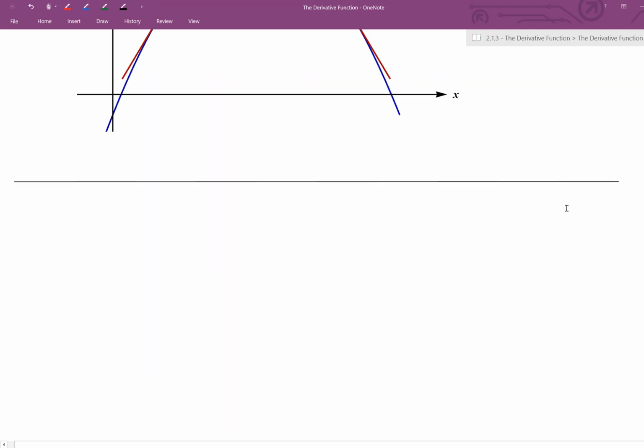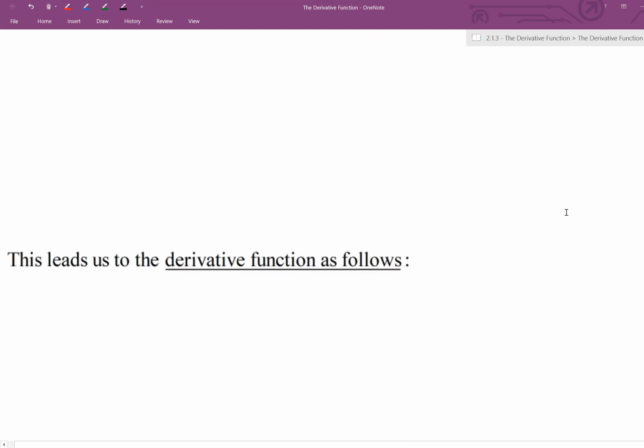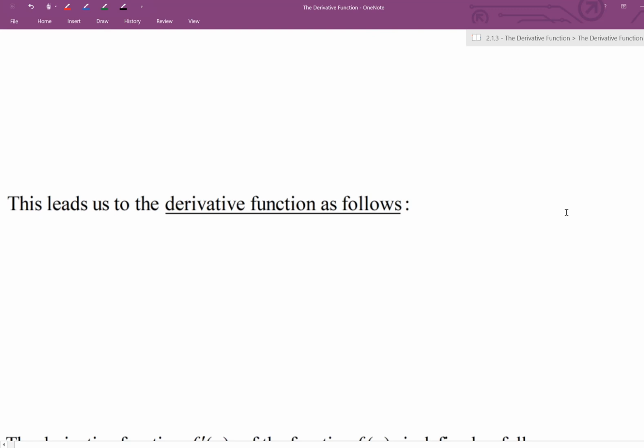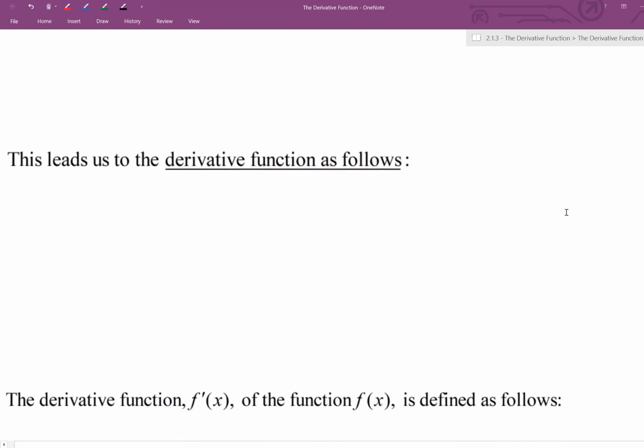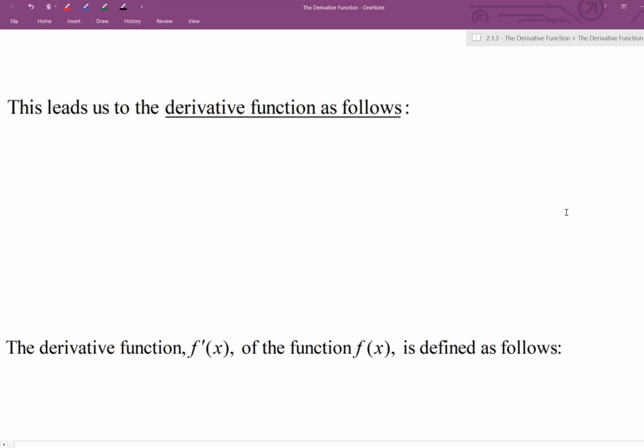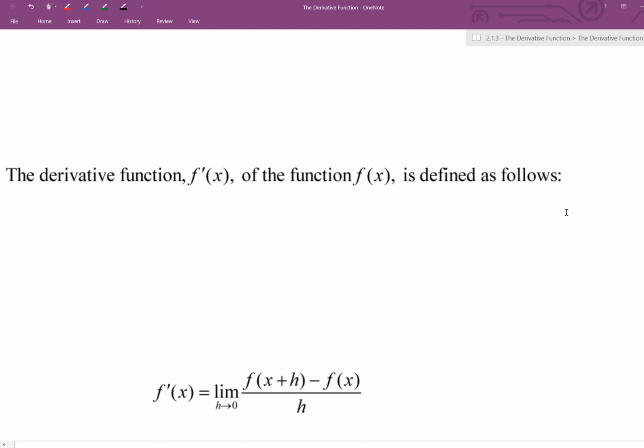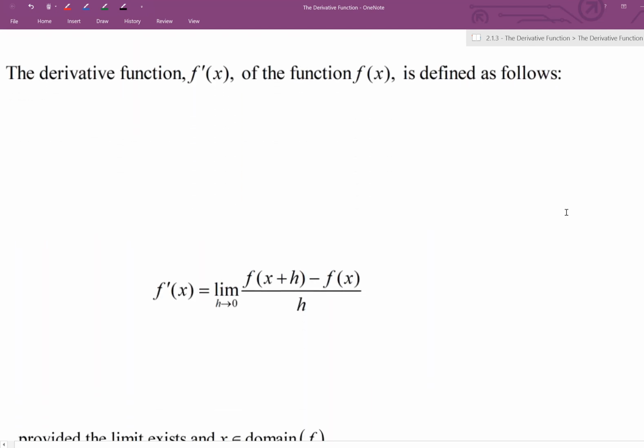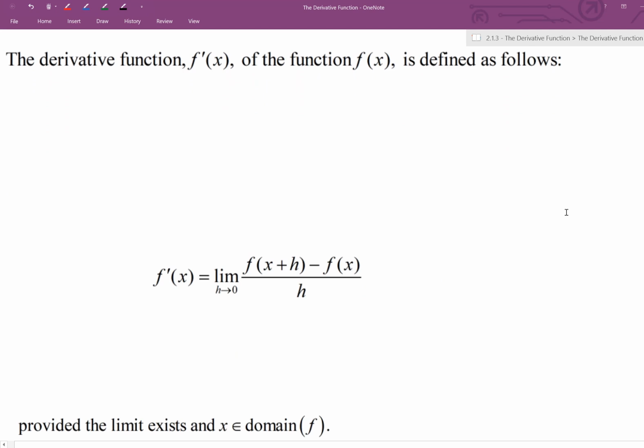All right. Now let's scroll down here. What is the derivative function? Well, let's get to it. I'm going to give you a couple things to think about here on the screen, and then we are going to look at a graph.